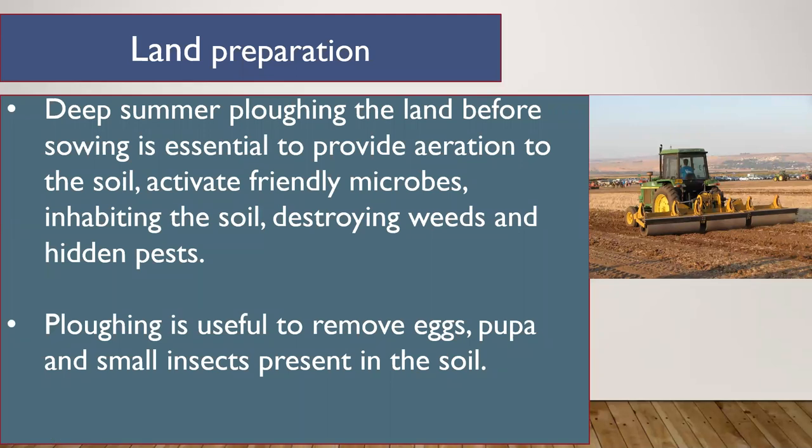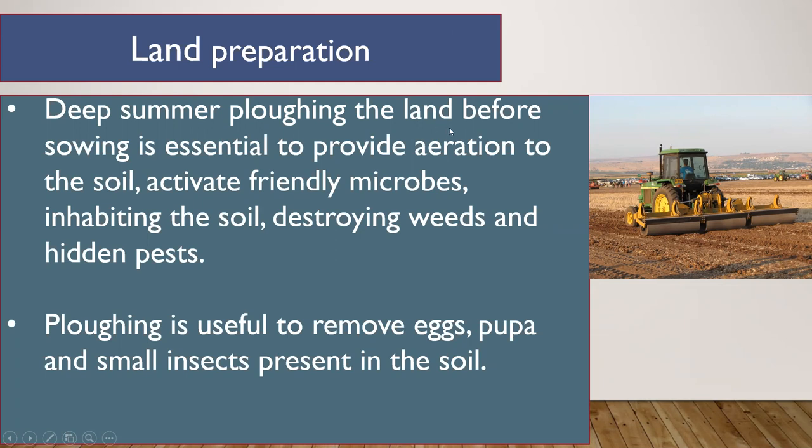The first one is land preparation. Land preparation is helpful because the pests' eggs and larval forms which are present inside the soil are all killed by land preparation methods like deep tilling. Whenever we plough the land very deeply, those eggs and larval forms become inactive and can't survive in those soils. In this method we can control the pests.